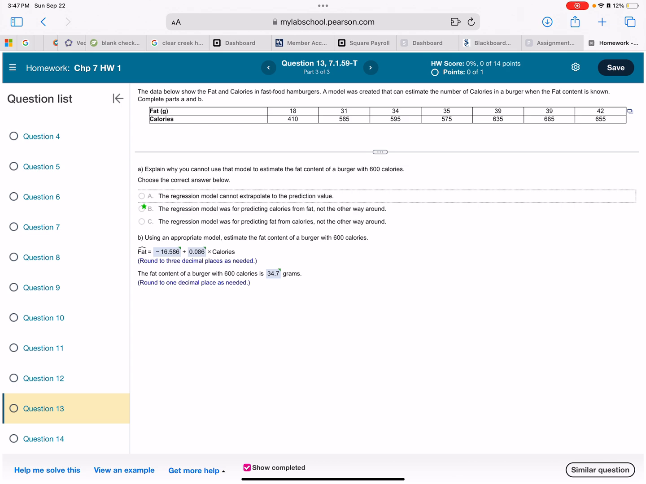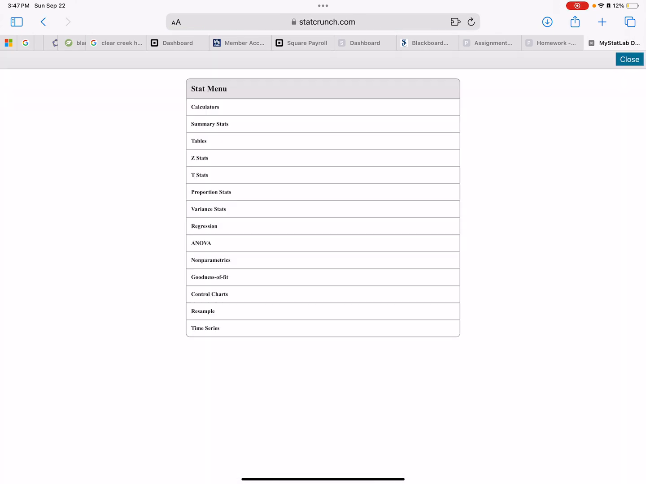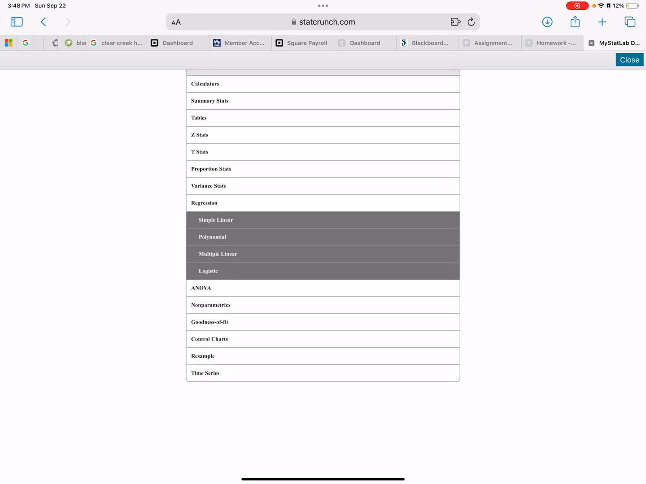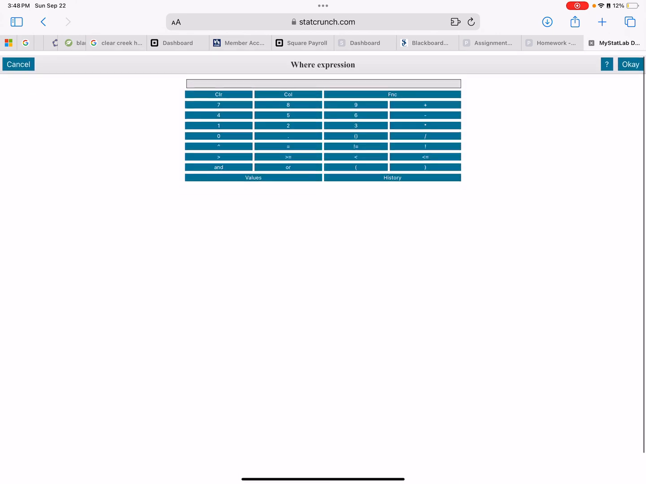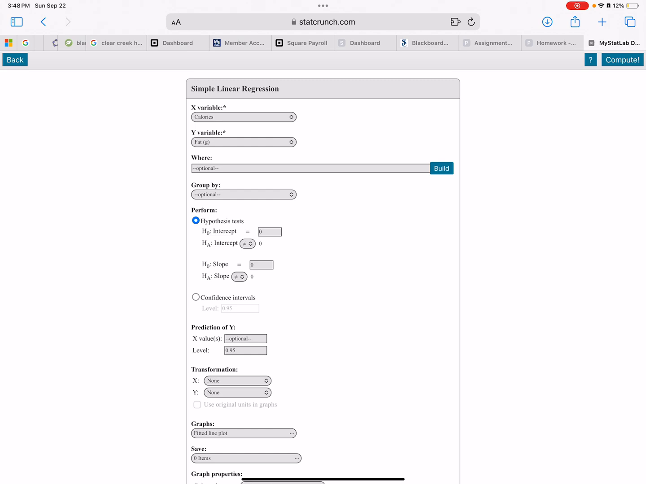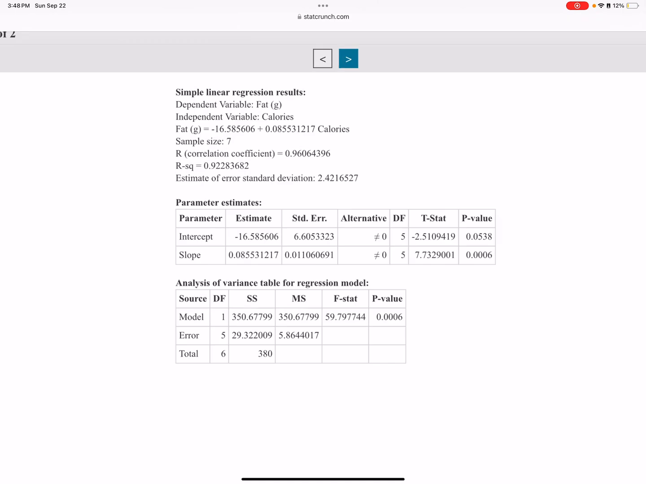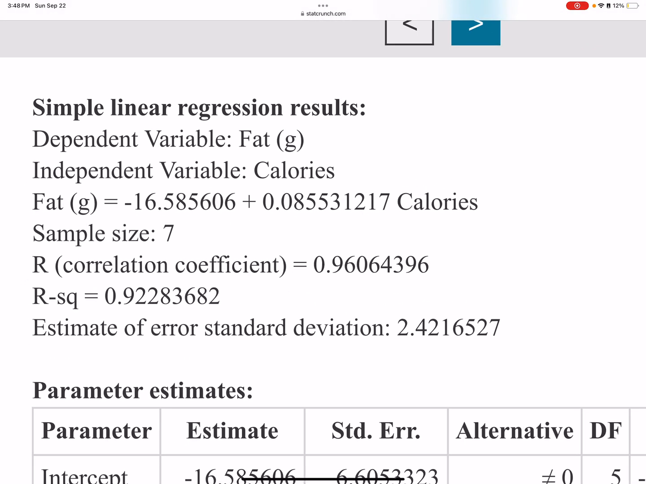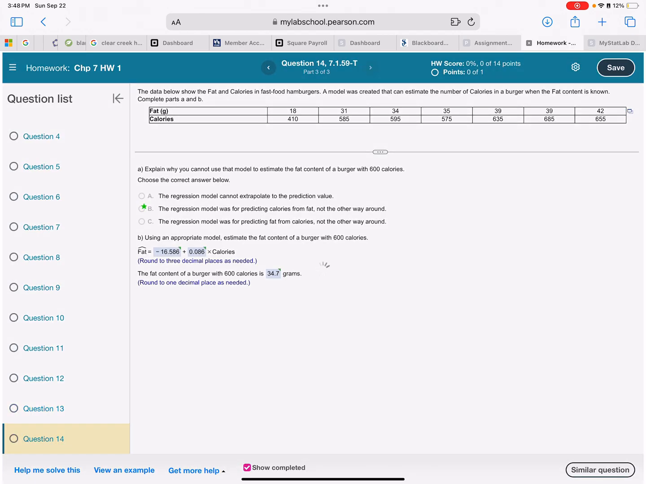If you did it on StatCrunch, you could also do it on StatCrunch. Open it in StatCrunch, and you're going to go to stat, regression, simple linear, and then put your X variable as calories and your Y variable as fat, and hit build. Hit OK, compute. And there you go. You can see your answer is right there, where it says fat grams equals negative 16.586.